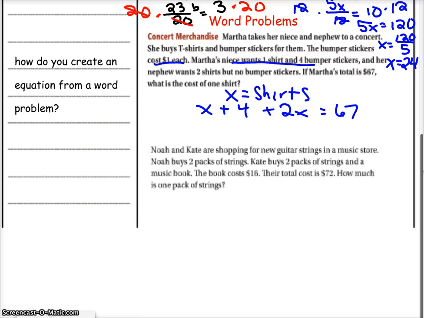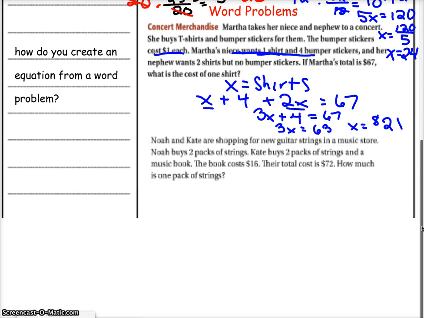You always combine like terms first. So 1x and 2x is how many x's? 3x plus 4 is 67. Subtract 4. 3x is 63. X then is $21. $21 for a shirt. So again, my strategy there is I found out the total. I added everything that the niece and nephew wanted. It says 1 shirt, so I went X plus 4 bumpers, which is $4, and then her nephew wanted 2 shirts.